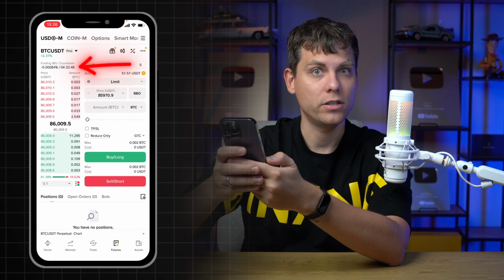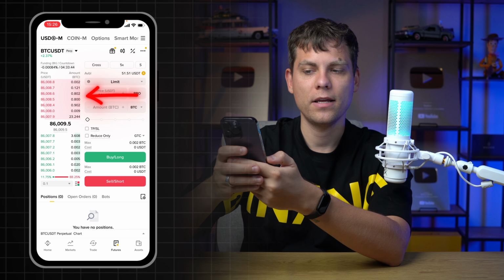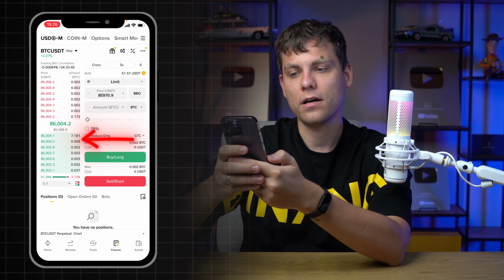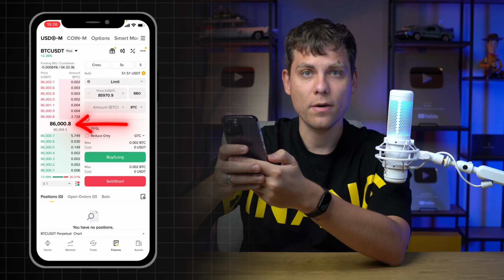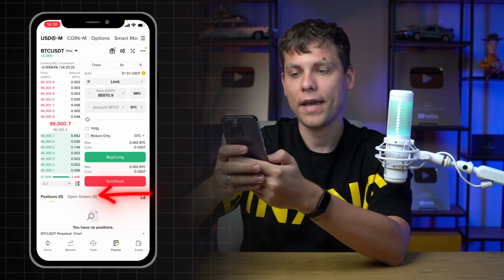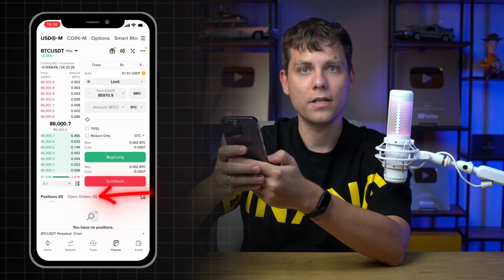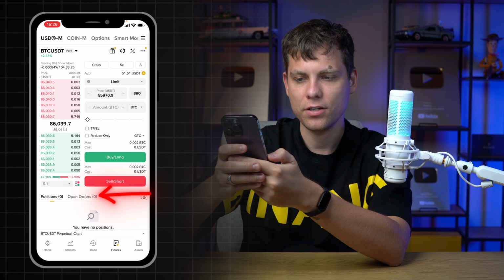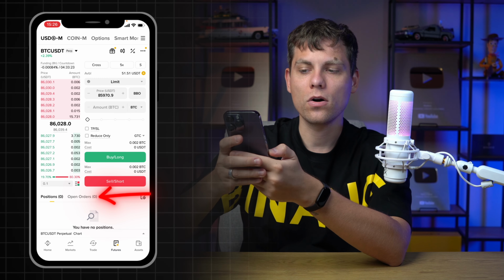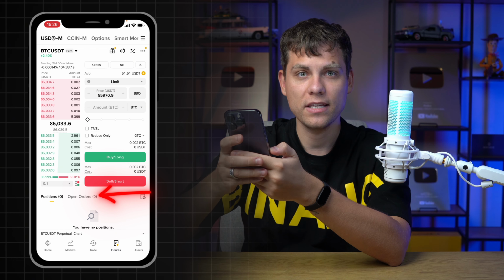Below this we see the futures order book. At the top in red are the current short orders. At the bottom are the current long orders, and in the middle is the average Bitcoin price. Under these we have 3 tabs. You need to know what position and order are. Position means your currently open positions. Open orders are long or short orders waiting to be executed but not yet filled.